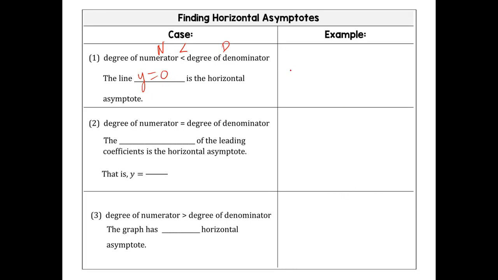So for example, if I had y equals x minus, Ren, give me your favorite number. 4 over x squared. Carlos, give me a number. 8. Minus 8, right? So notice here that the degree of the numerator is 1. The degree of the denominator is 2. Because the degree of the numerator is smaller than the degree of the denominator, I'm going to have a horizontal asymptote at y equals 0.